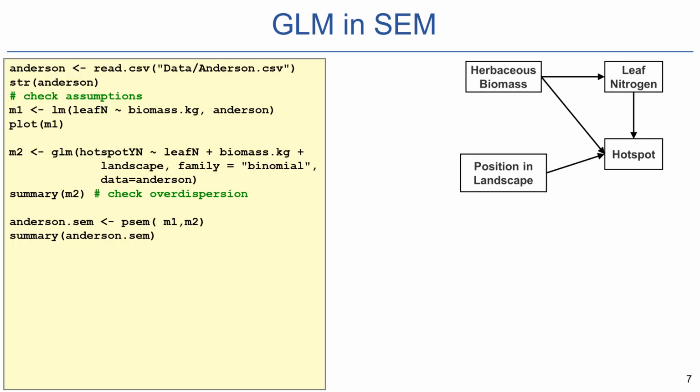So let's take this example in piecewiseSEM in R. For this, you have a data file on Blackboard called Anderson CSV. And if you check the structure of the data, you will see which of them are numerical, and that hotspot is simply the levels 0 and 1. And then, of course, we have here also the effect of biomass on leaf nitrogen. So we want also to specify this submodel here.